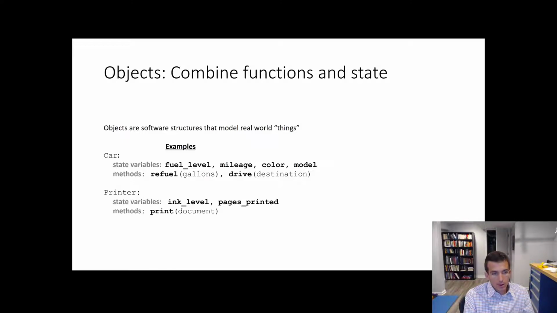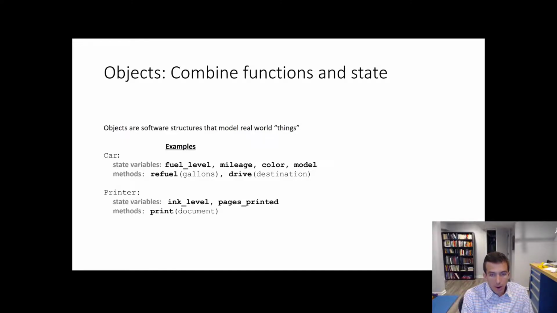So we could print a document, print another document, and at some point we might run out of ink, right? You could actually write inside the print method to raise an error, to say, hey, if ink level is less than or equal to 0, don't print it. Instead, pop up a message to the user, right?